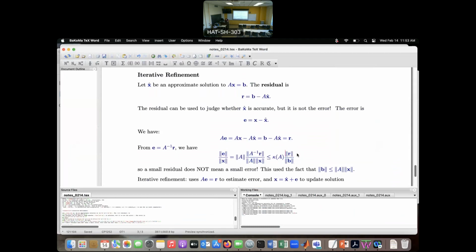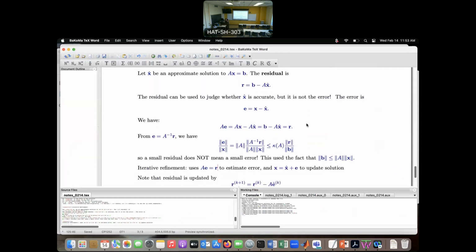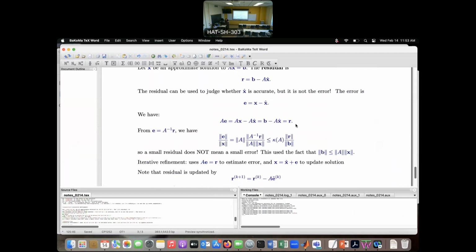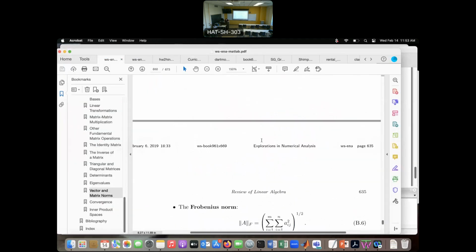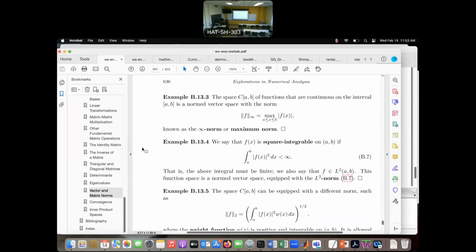Now, the residual can be used to try to improve the accuracy of our solution using this relationship that A times the error equals the residual. What I can do is solve this system to get the error. Of course, I won't get this exactly. What I'll get is an error estimate. And I can add that to my computed solution to get an improved solution. And I'm going to show you the algorithm that's in the text, where it's called iterative refinement.